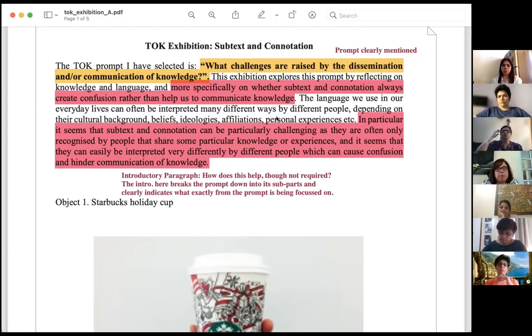Yes, before I move to the object now, I just wanted to add here also, if I may. Yeah, sure. The question itself is asking you to look at the challenges, because the prompt says what challenges are raised by the dissemination.